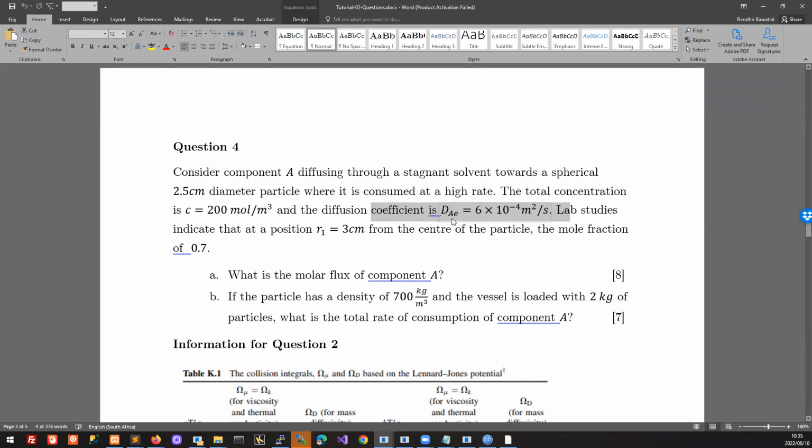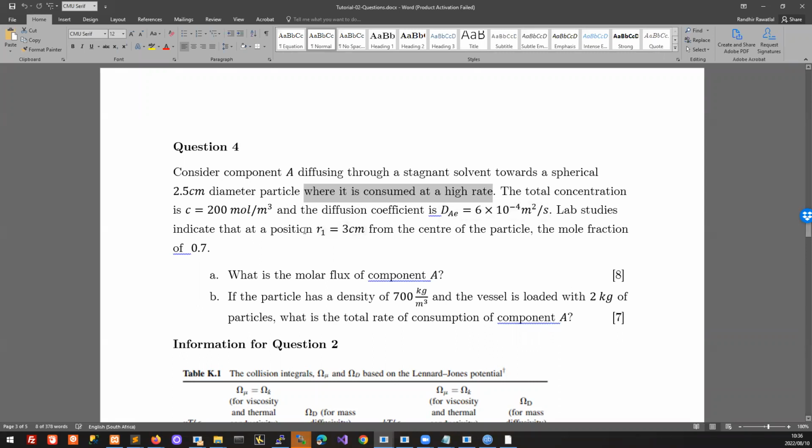In fact, in other courses, you'll see that there are other generalizations associated with this, for example, diffusing into pores of particles and so on. But for now, you can just think of this DAE as the diffusivity of A that we have to worry about. So we've got A diffusing through the solvent to this particle, where it is consumed at a high rate. It doesn't say anything about component B, it's just saying A is being consumed there.